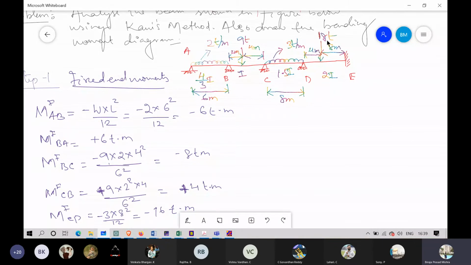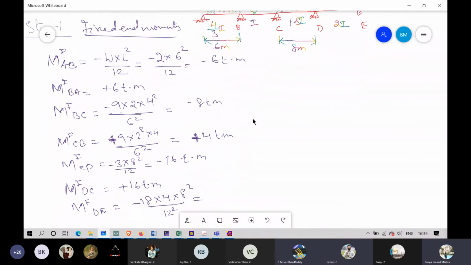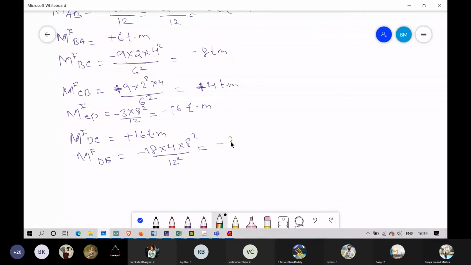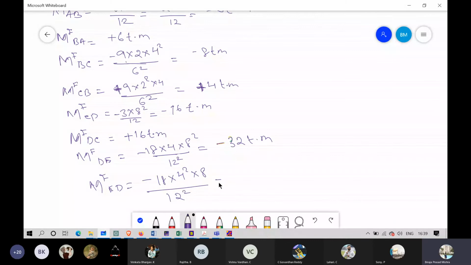Okay, please rectify this one. So minus 32 ton meter. Now MFED equals minus 18 into 4 square into 8 divided by 12 square. So how much will that one be? 16 ton meter.